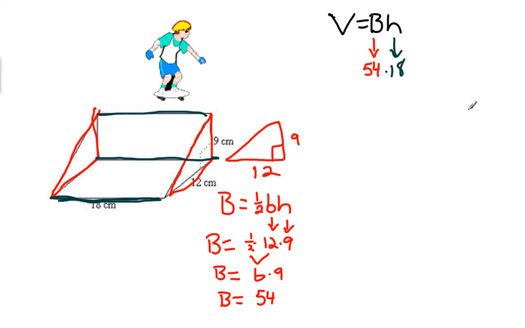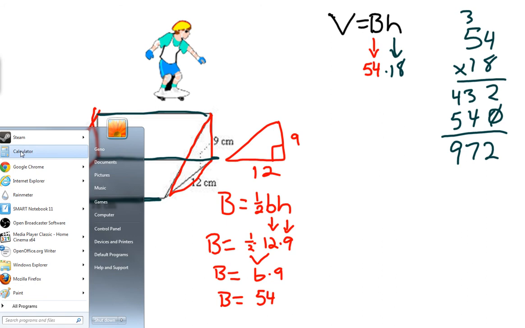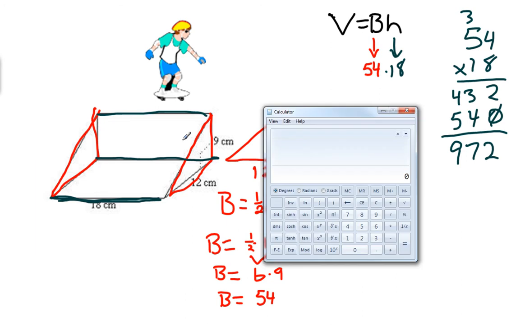Those are some numbers. Okay, so we're going to multiply this out. 54, 18. 4 times 8 is 32. 5 times 8 is 40. Plus 3 is 43. Bring down the 0. 1 times 4 is 4. 1 times 5 is 5. Add them up, we get 972. Hopefully, let me check. Sometimes my math's not so good. 54 times 18. Bam. Okay, 972.